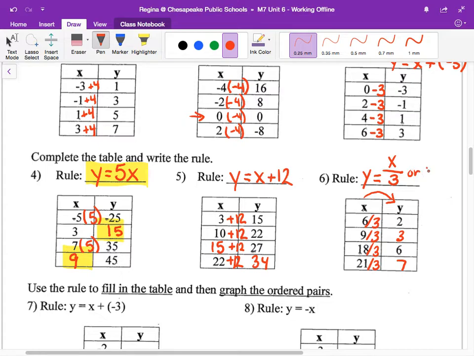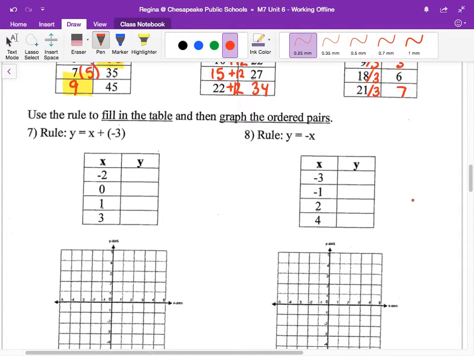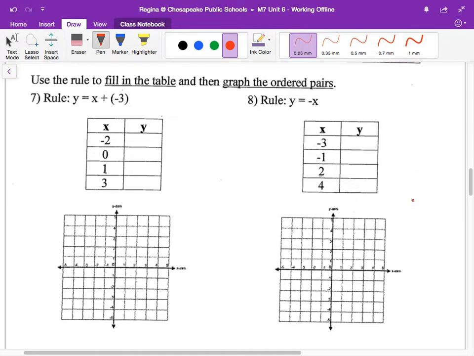Or somebody might have said, well, I look at it as 1/3 times x. Both of those are the exact same thing. All right, let's put it all together. We have to find, they give us the rule. We've got to fill in the table, and then we're going to take each one of these and graph it, and we should get a straight line.